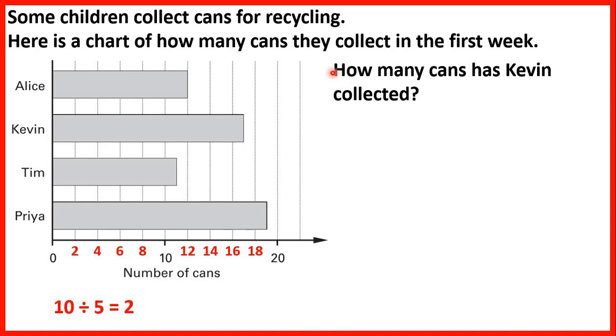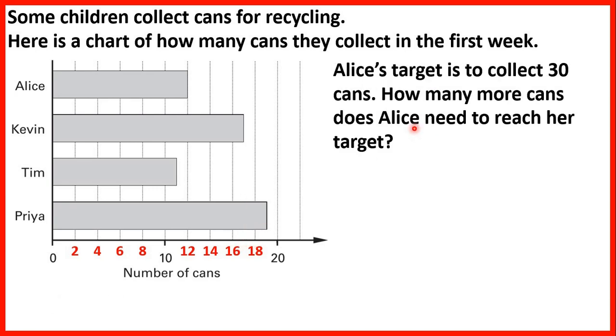Now we want to know how many cans has Kevin collected. So we can find Kevin, and if we go across to the end of his bar, what we can do is draw a line straight down, and then we can see that it's between 16 and 18, so Kevin must have collected 17 cans. Now Alice's target is to collect 30 cans.